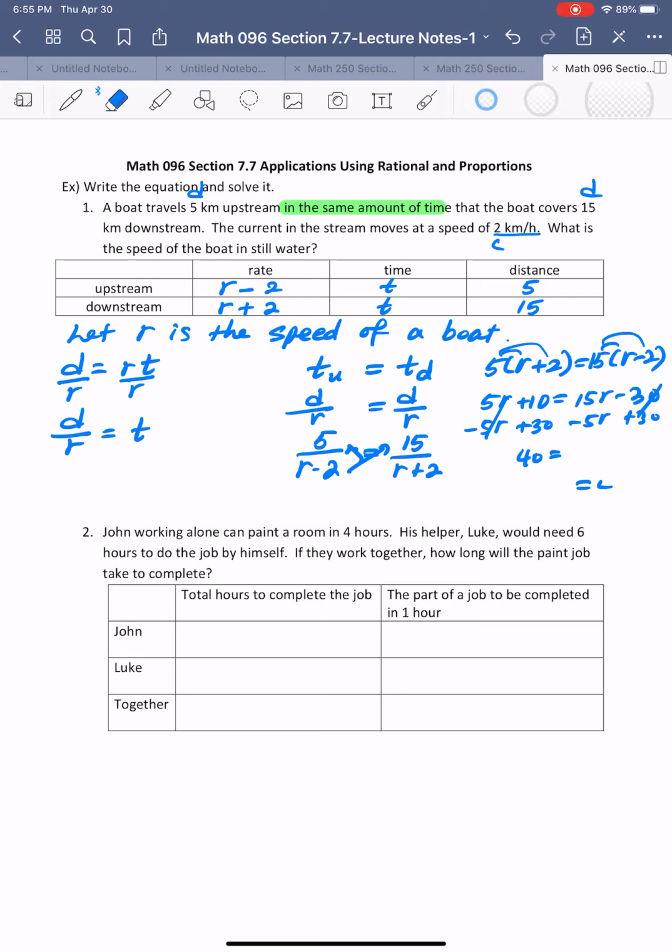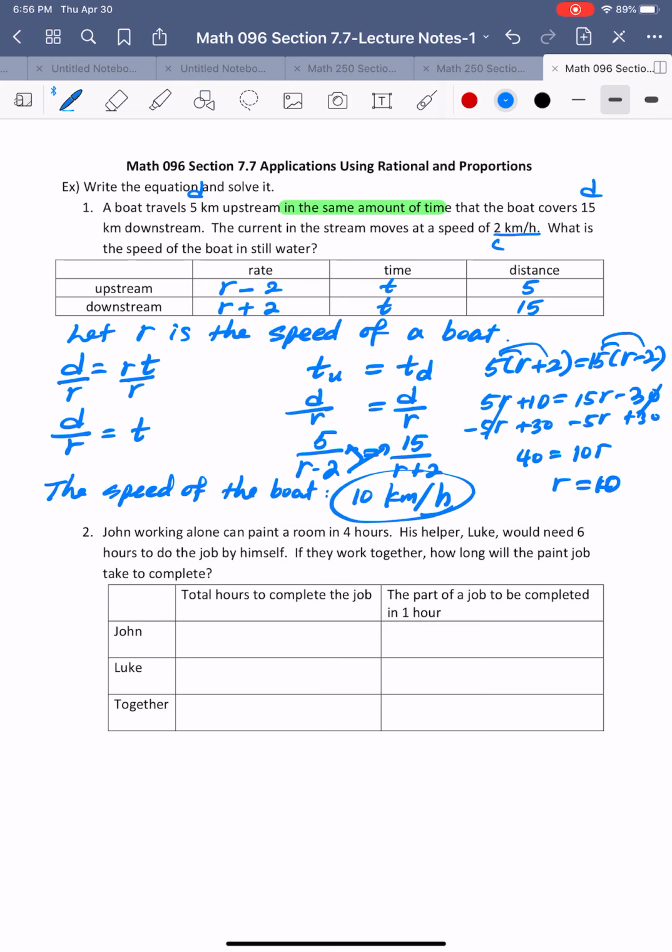So 40 equals 10r. Divide by 10 on both sides: r equals 4. No, r equals 10, which means the speed of the boat is 10 kilometers per hour.